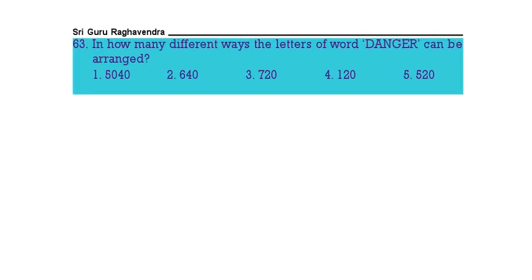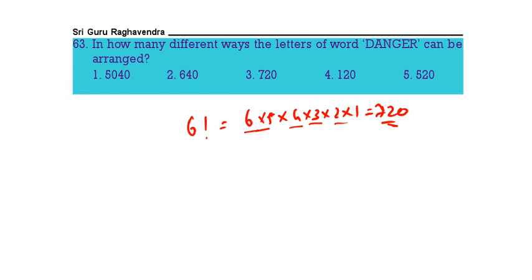In how many different ways can the letters of the word danger be arranged? Danger is a 6-letter word. It can be arranged in 6 factorial ways. 6 into 5 into 4 into 3 into 2 into 1. That is 720. 6 into 5 30, 120, 360, 720.